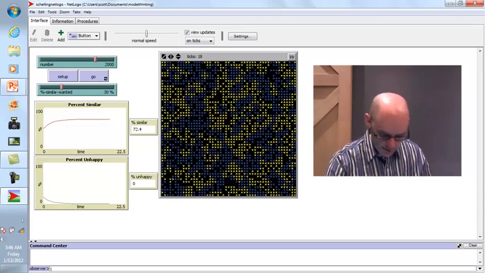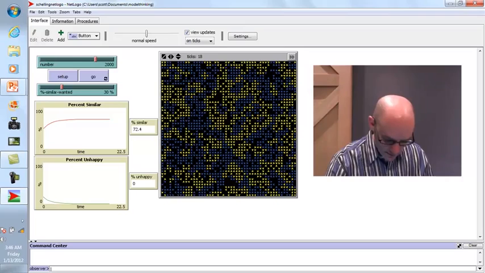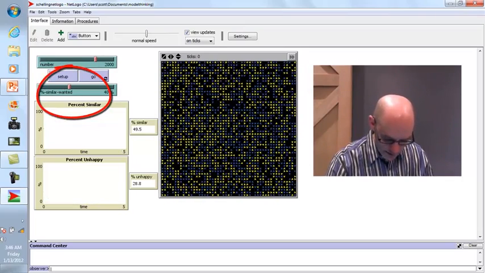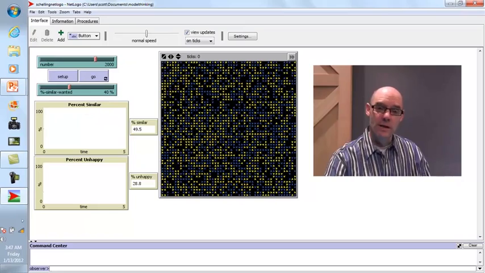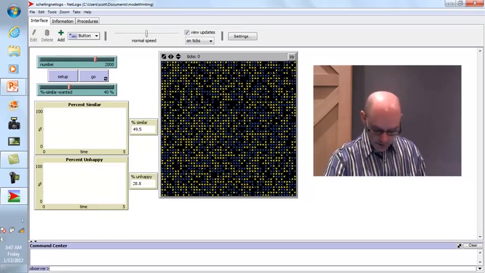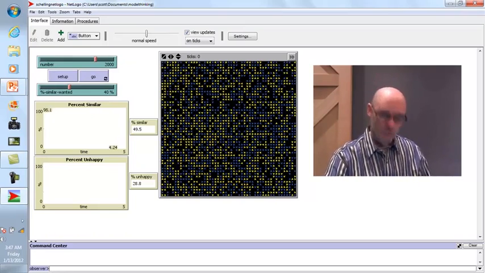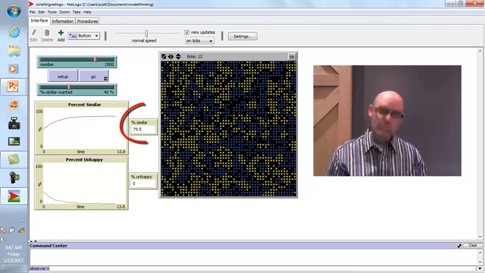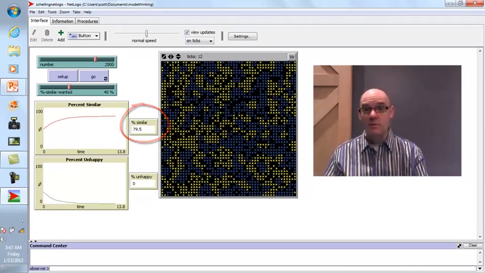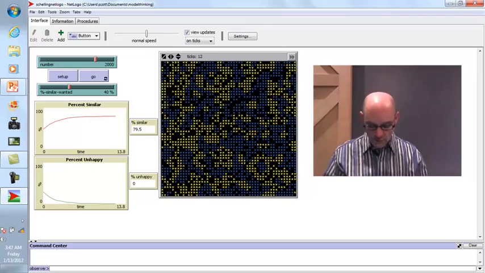But what if we make them just slightly less tolerant? And so we move this up to, let's say, 40%. And we set this up. Now, again, we start with about 30% of people unhappy, and 49.5% of people are similar to you. And if we let this go, what we end up now is 80% of the people end up being similar to their neighbors, right? So you get a person's neighbors are 80% of them are similar to them. So we get even more segregation.